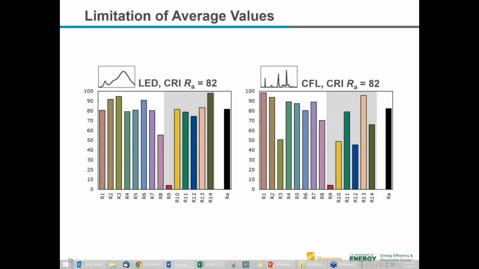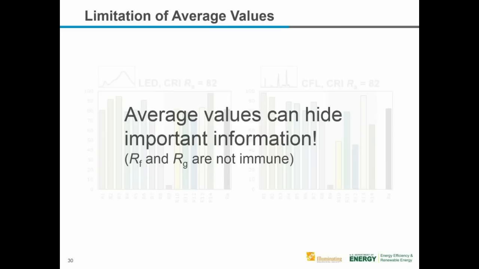The SPD on the left is for a typical blue pumped LED with a CIE CRI of 82, and the SPD on the right is for a compact fluorescent lamp, also with a CIE CRI of 82. Examining the 8 test sample colors, 1, 2, 3, 4, 5, 6, 7, 8, that I'm showing with my mouse pointer on the left versus the 8 on the right, shows that they aren't actually rendering those 8 differently, even though they both average out to 82. The point of this is that average values can hide important information, and an equally important point is that RF and RG from the IES methods are not immune.